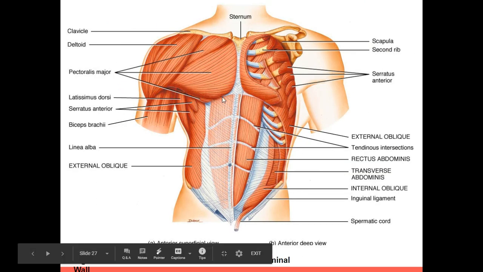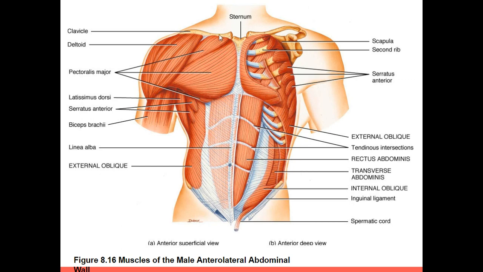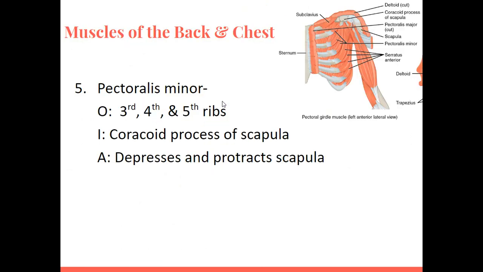There's the pec major, and you can see it's a pretty large muscle here, and it's kind of shaped like a teardrop. So it's very wide, just goes across the entire sternum and clavicle, and then tapers down until it goes onto the humerus. Next muscle is the pectoralis minor, and the pec minor is deep and much smaller compared to the pectoralis major. That's why we call it the minor.